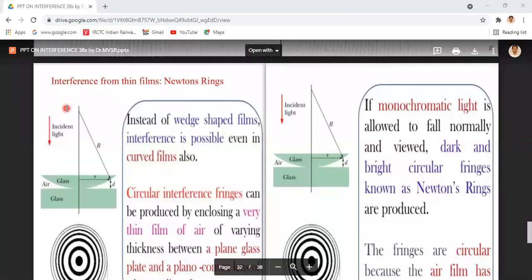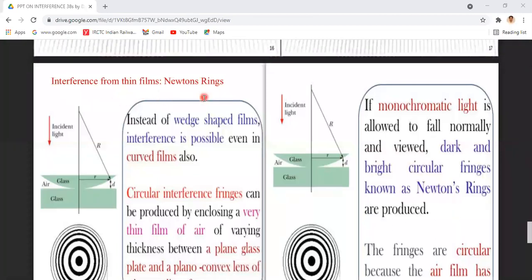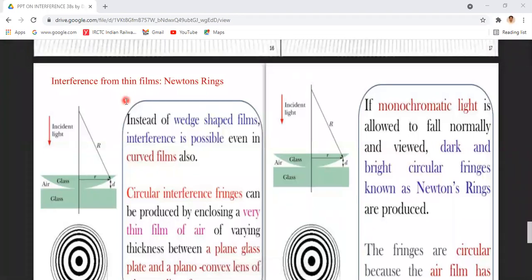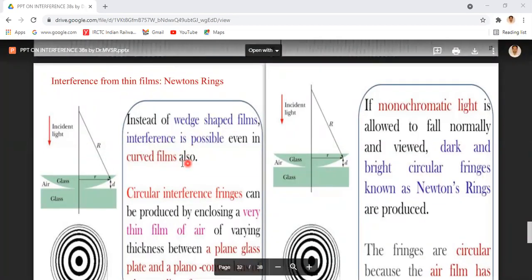Coming to the next concept, interference from thin films, that is Newton's rings. Already we have learned about interference from thin films in the air wedge. Now coming to Newton's rings: instead of wedge-shaped films, interference is possible even in curved films also.